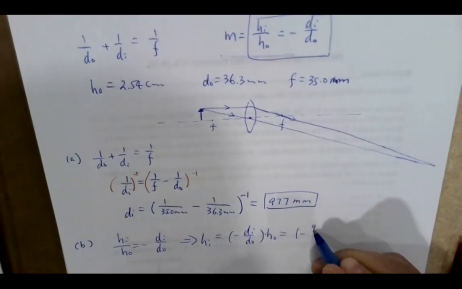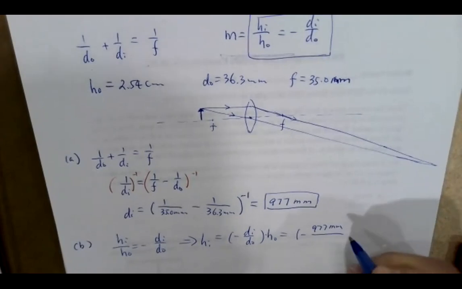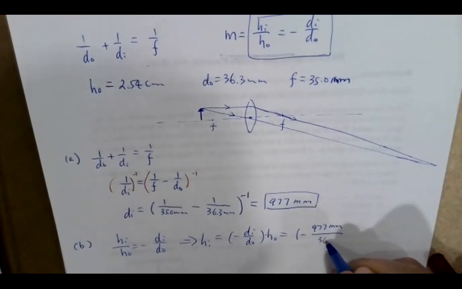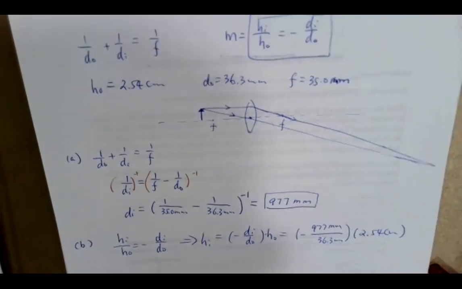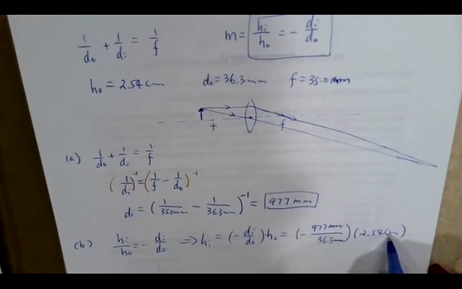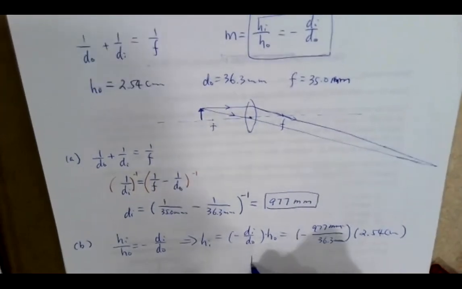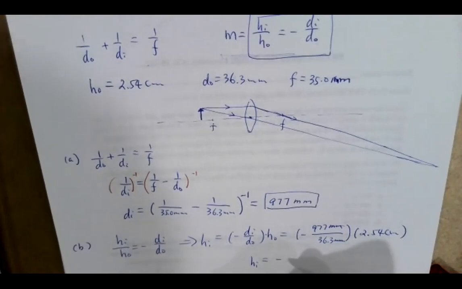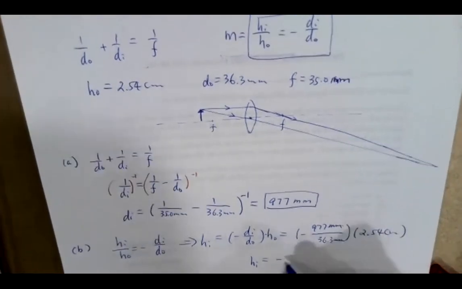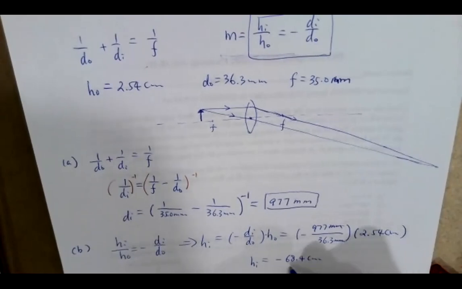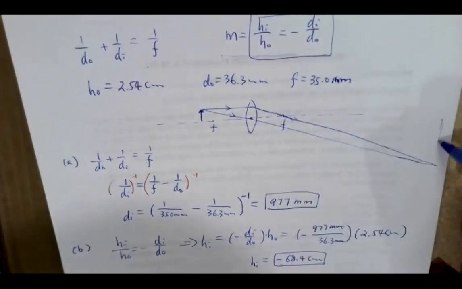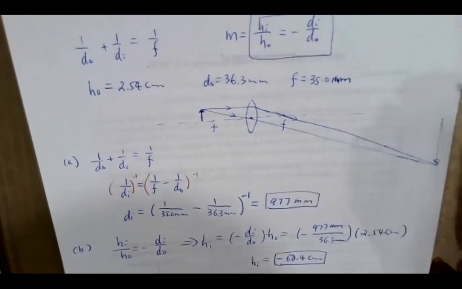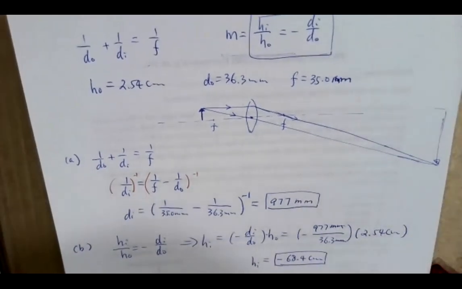Minus of 977 divided by DO, which is 36.3, and multiply by 2.54, that's in centimeter, okay? So millimeter and millimeter will cancel out, so you don't have to worry about converting the units. You can just express HI in centimeters. So this will be minus of 68.4, that's in centimeters, okay? So it's going to be a relatively large image somewhere there, okay?